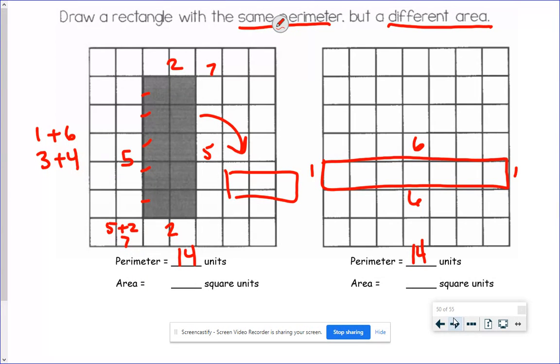A different area. Area is length times width. So that would be 6. So I'm coming back over here and finding the area of this shape. 5 times 2 is 10. So the area of rectangle A compared to the area of rectangle B, rectangle A is greater than the area of rectangle B.